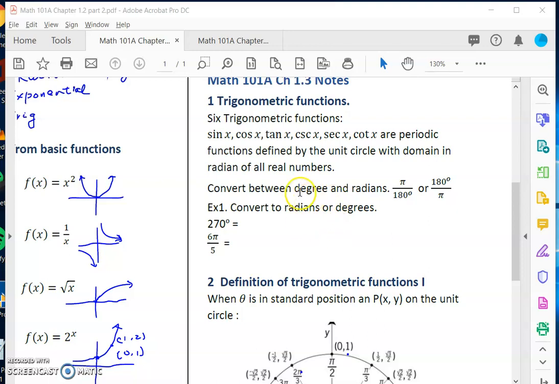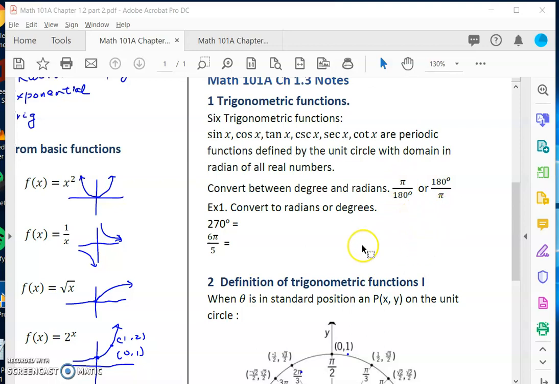To convert between degrees and radians, we would use the unit conversion, the ratio pi over 180, because in terms of radians, half of a circle is pi radians, and half of a circle, or a straight line, is 180 degrees, so they're equivalent.